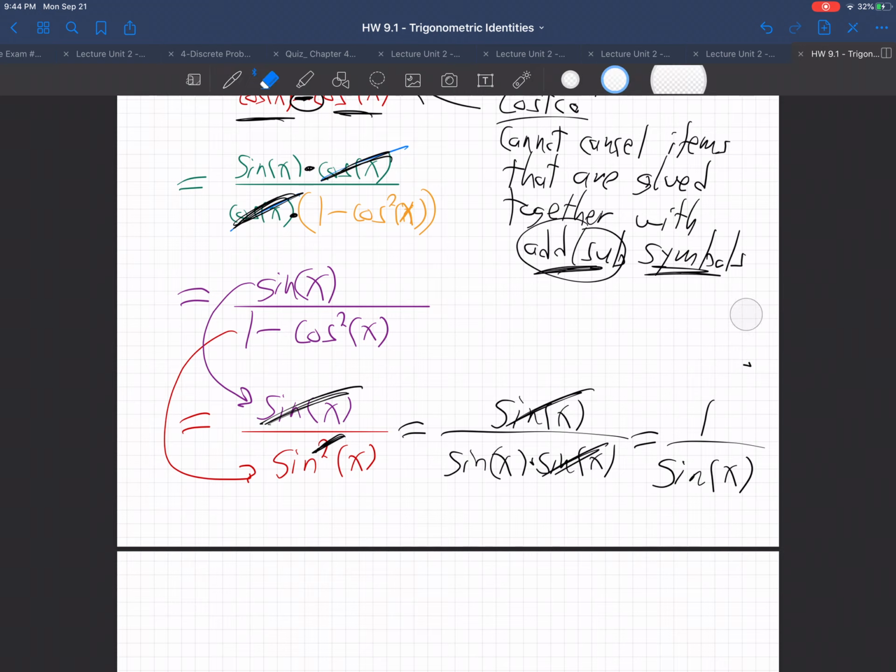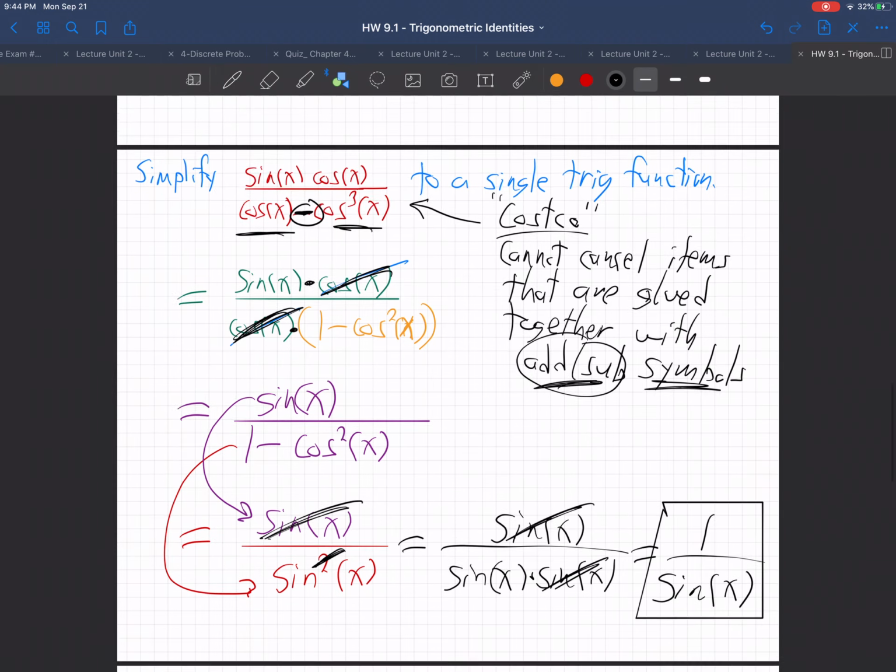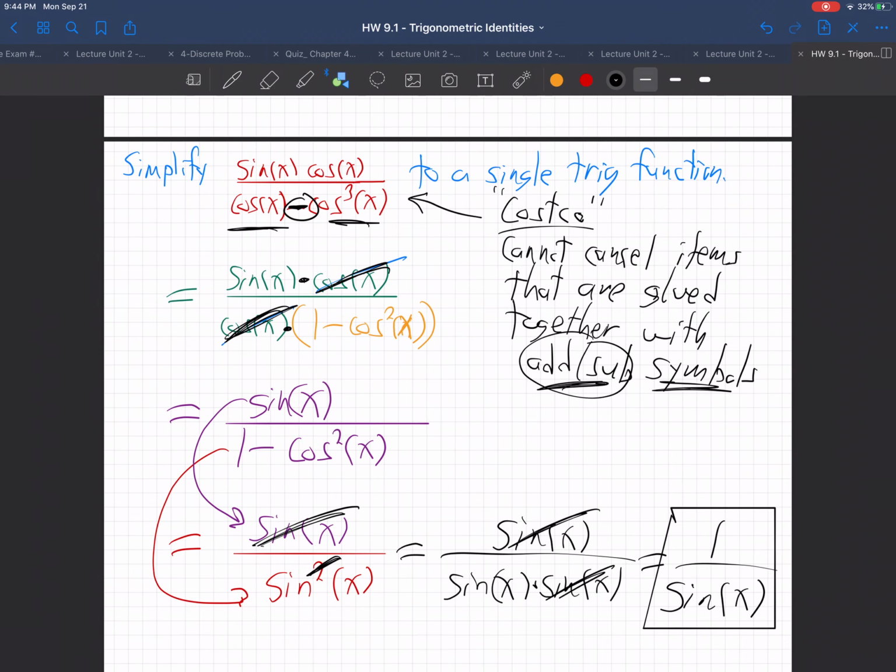That's the answer to our problem. So that one was by no means easy. All of that boiled down. We simplified all of that to be 1 over sine of x.